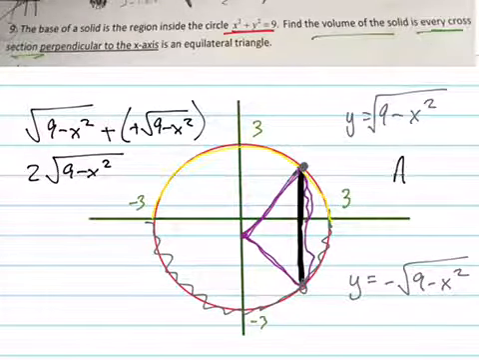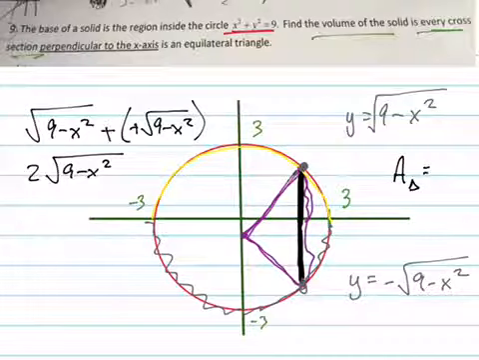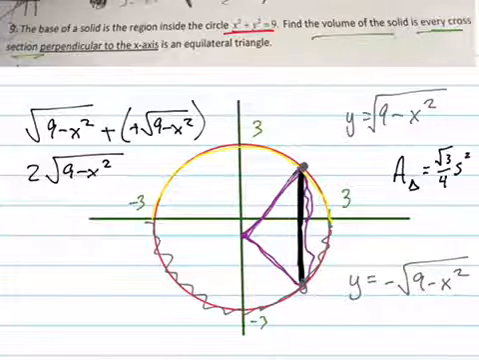And what's the area of an equilateral triangle? Of a 60-60-60, what's the area of an equilateral triangle? There's a formula for it. Remember what it is? It's the square root of 3 over 4 times side squared. And this is one of your sides.